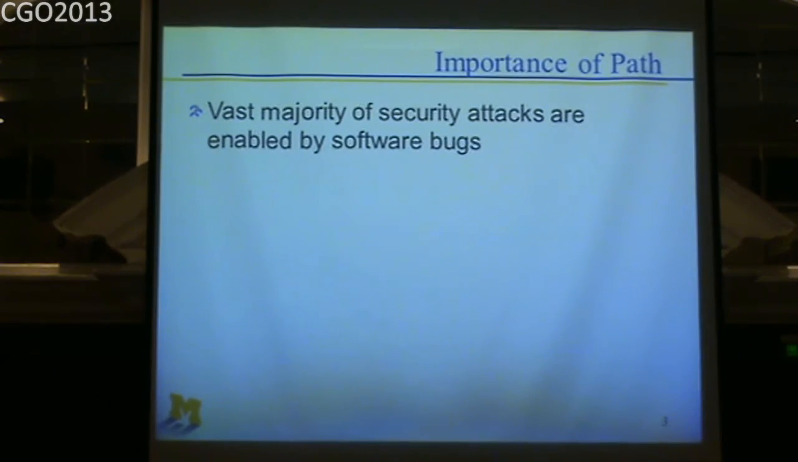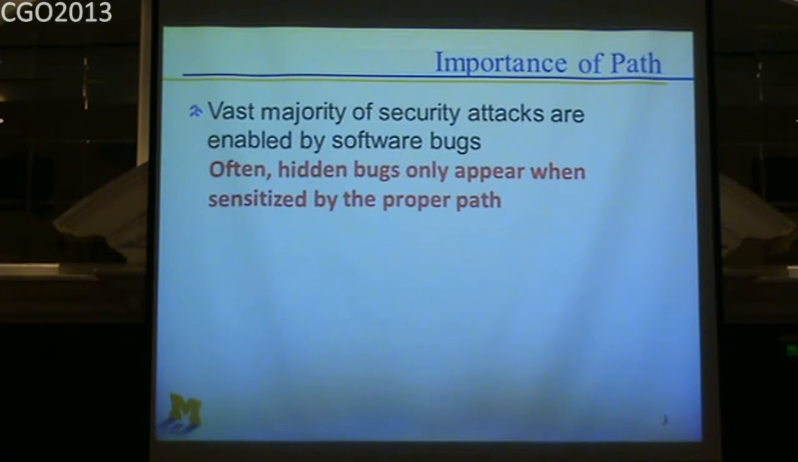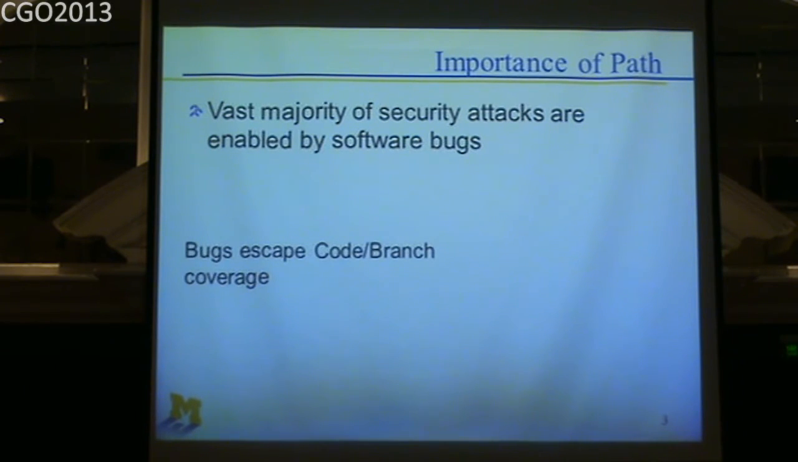So, the vast majority of security attacks are, in fact, enabled by software bugs, and further, often, hidden bugs only appear when sensitized by the proper path. And this is an artifact of the fact that the bugs which escape the development process are often activated by the complex interaction of objects. And so what happens is that these bugs, in fact, escape code and branch coverage.